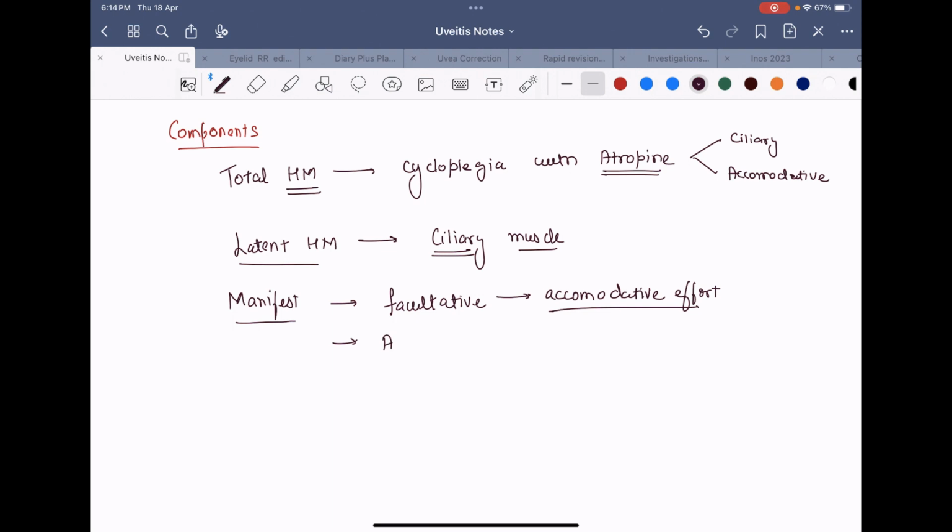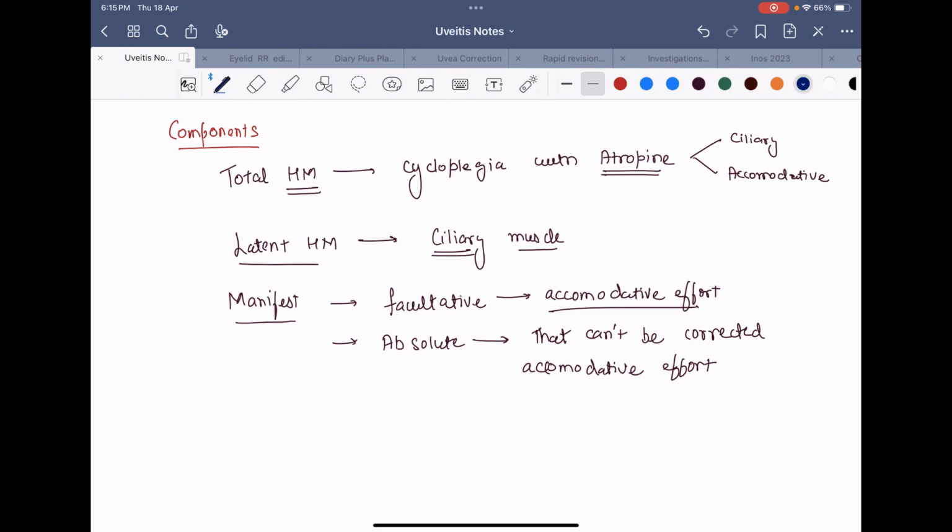The other term is absolute hypermetropia. Absolute hypermetropia is something that can't be corrected by anything, that can't be corrected by your accommodative effort. Let's say we are doing a retinoscopy of a child, and even after the accommodative effort, the patient is getting some retinoscopy value, let's say +2 diopter or +3 diopter. That is called absolute hypermetropia.